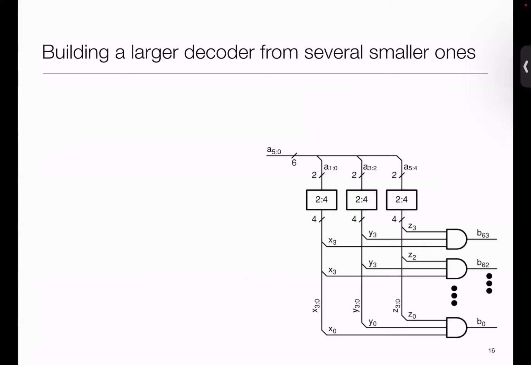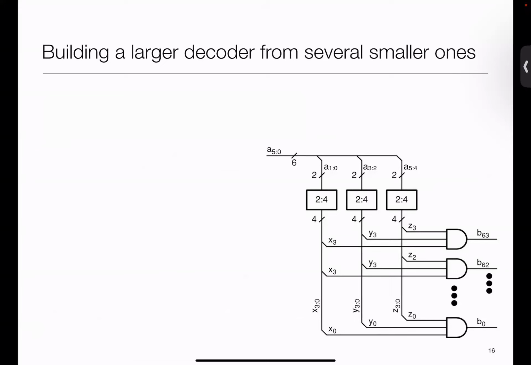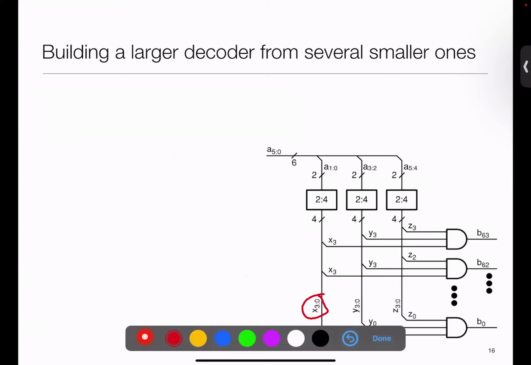So that's what is happening. Implementation-wise, it looks like this now. I take my bits of A, chop them into 3 groups of 2, and feed them into the 2 to 4 decoder, which we have previously designed. Then I get 4 bits of X, which is the leftmost vertical line, right? X3 to X0, 4 bits of Y, which is the middle group, and 4 bits of Z. And then I combine them in all the possible 64 manners, right?